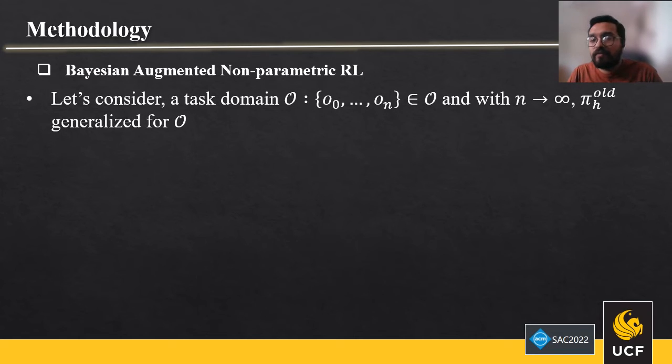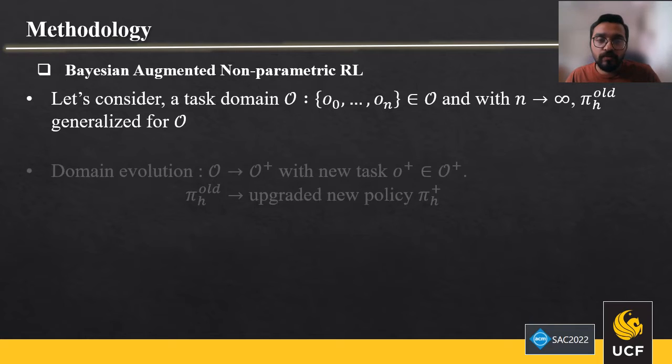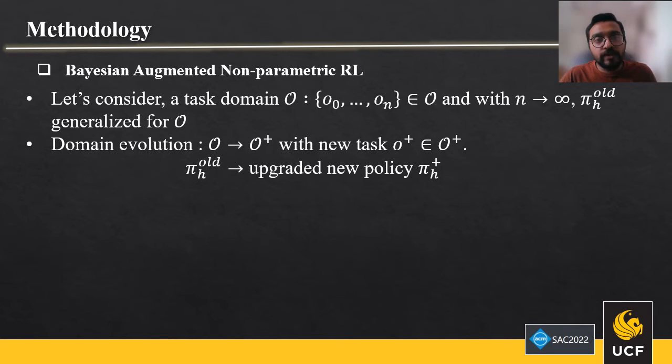So let's consider we have a task domain O, which comprises n actions, and if n tends to infinity and all these actions are explored with an old policy, that is pi h old, we can say based on the central limit theorem that pi h old has totally generalized over the task domain O. Now what happens, we have a new task O plus and our domain has a new view or a new distribution, that is O plus.